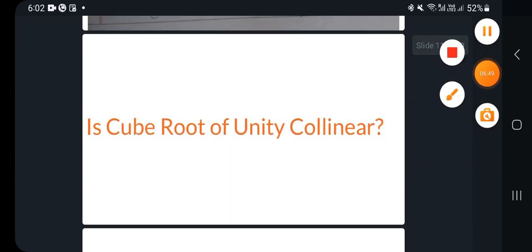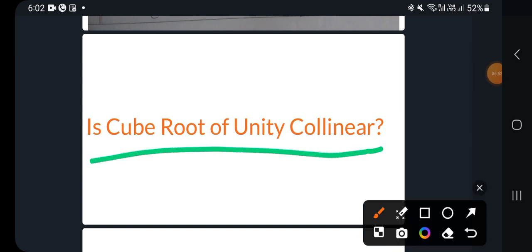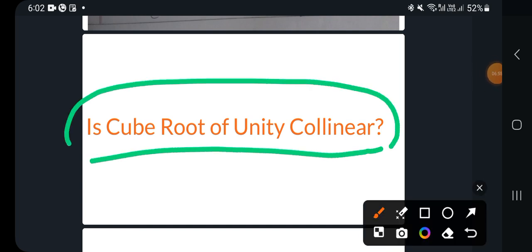Now this is the question of the day. Are the cube roots of unity collinear? So you need to find out whether the cube roots of unity are collinear. If it is collinear, then write it in the comment section, with the proof also, why it is so. We will discuss it later.